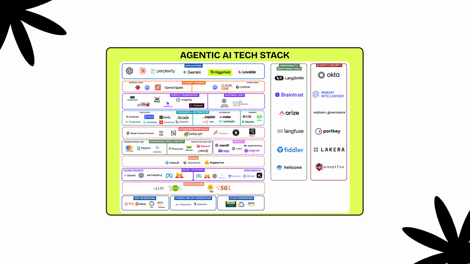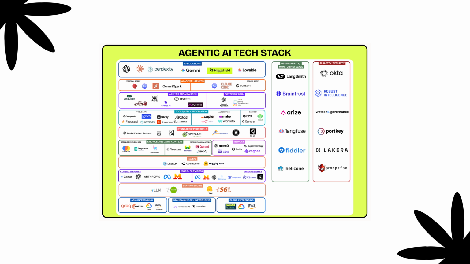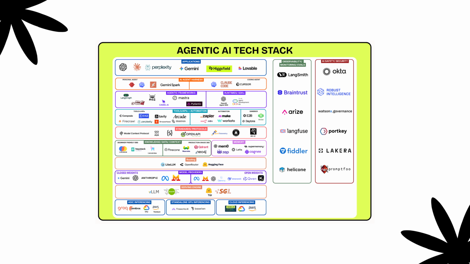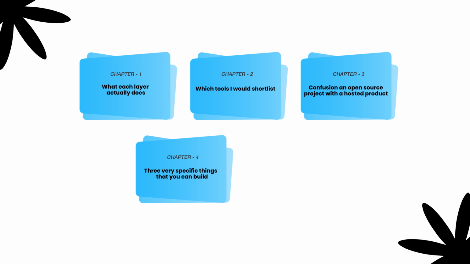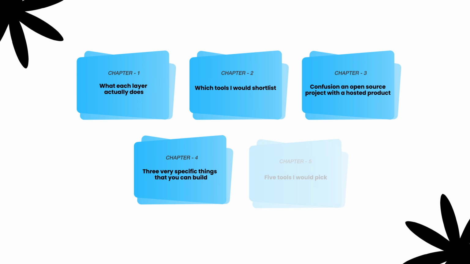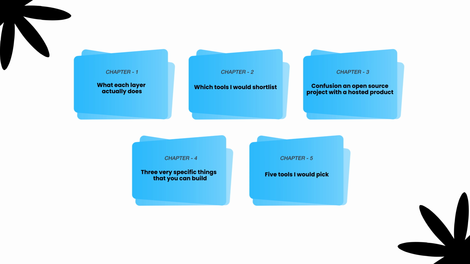So in this video, I'm going to take this Agentic AI tech stack that you see on the screen and rebuild it layer by layer using only open source tools. I will tell you what each layer actually does, which tools I would personally shortlist, and where people confuse an open source project with a hosted product. And stay till the very end because I'm going to give you 3 very specific things that you can build, plus 5 tools I would pick if I was starting this weekend.